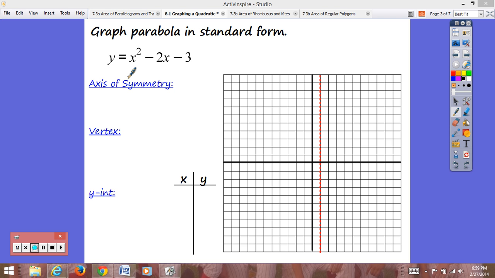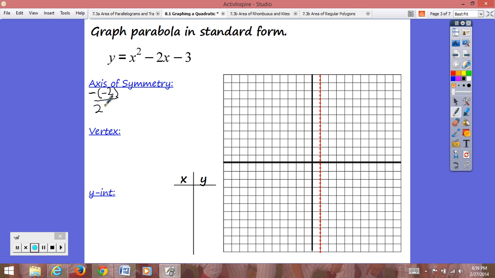So we'll start off with an example. So y equals x squared minus 2x minus 3. Start out trying to find our axis of symmetry. We have negative negative 2 over 2 times 1, our a is 1, so that is equal to positive 2, negative of a negative is positive, over 2, so that is equal to 1.